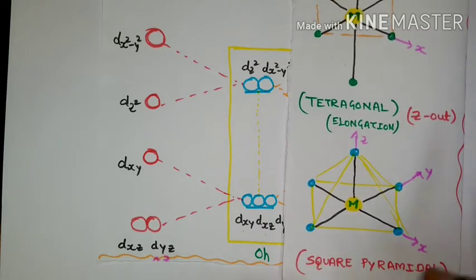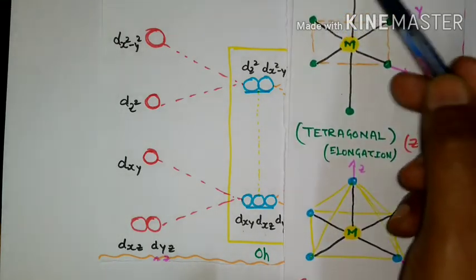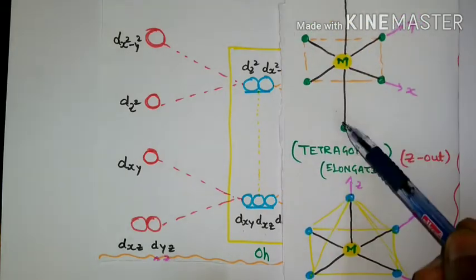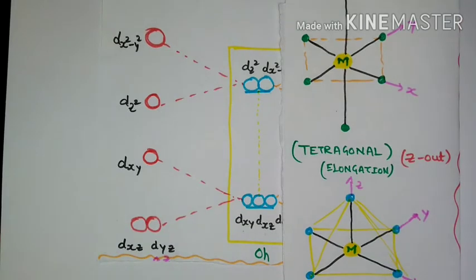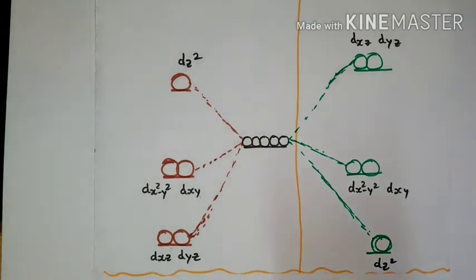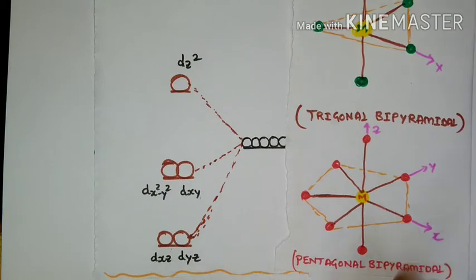Means here there is a ligand along the z axis, but here there is only one ligand, whereas in tetragonal elongation there are two ligands, but their bond length will be greater, so thereby minimum repulsion will be experienced by those ligands. If you come to the d orbital splitting in the case of trigonal bipyramidal and pentagonal bipyramidal geometries, this is the d orbital splitting.